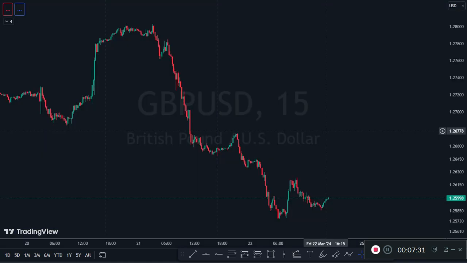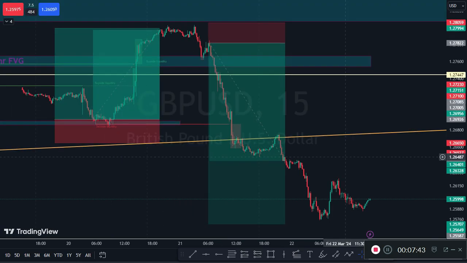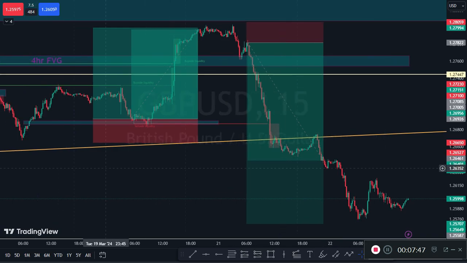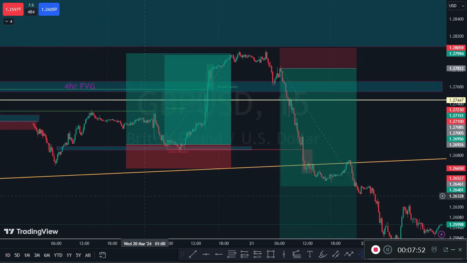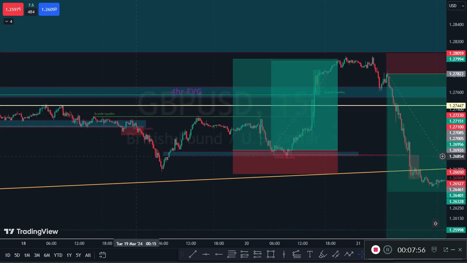And then the next trade that we took was on GBP USD. We took a trade on GBP USD, and on GBP USD we saw a whole lot of sales. We saw a whole lot of sales on GBP USD, but before that we also had some buys too.